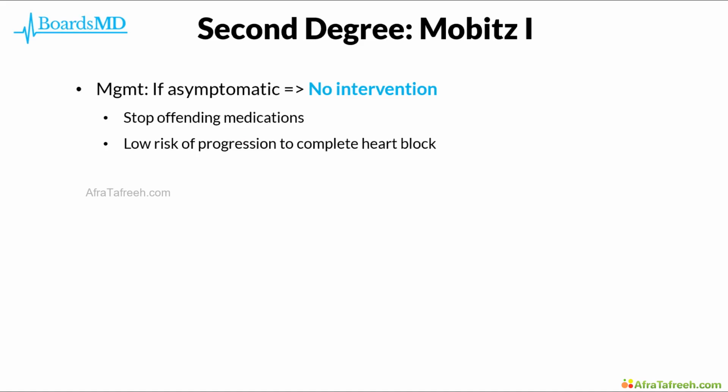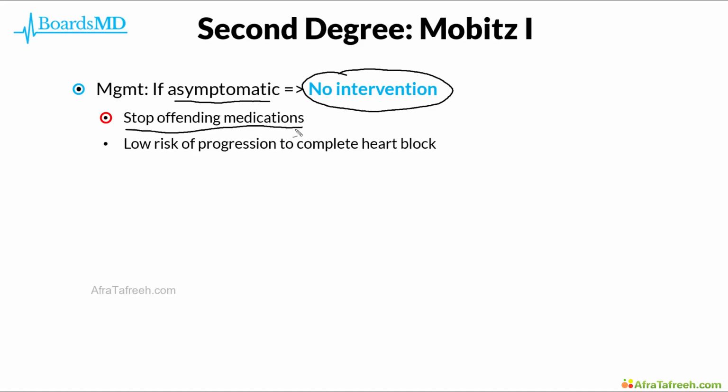As we stated previously, the most common presentation of second-degree heart block, Mobitz type 1, is that these patients are going to be asymptomatic, and if these patients are indeed asymptomatic, then no intervention is going to be required. We can consider stopping offending medications such as beta blockers, calcium channel blockers, and digoxin. However, ultimately, Mobitz type 1 carries a very, very low risk of progression to complete heart block or third-degree heart block, and therefore no intervention is generally going to be needed in these patients.